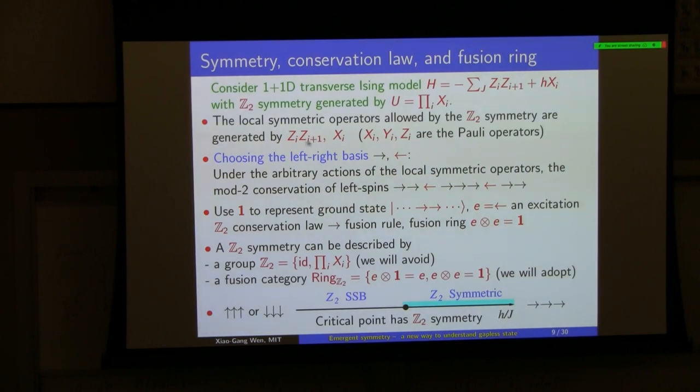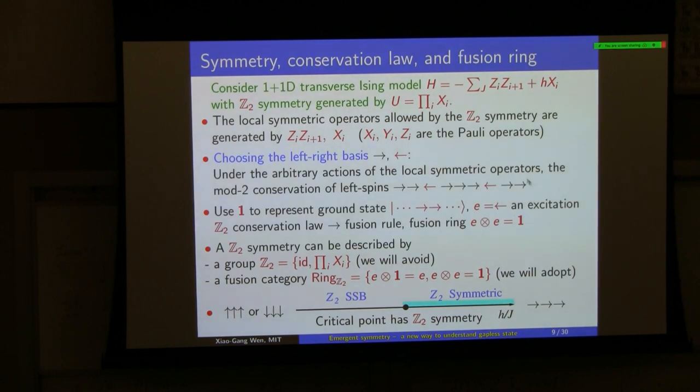Okay, so with this operator point of view, we can understand the symmetry in the following way. First we take this left-right basis, like a spin in the left or right direction in the X direction. Then first we take all spins pointing to the right as my reference state. All spins to the right is the reference, which means nothing.